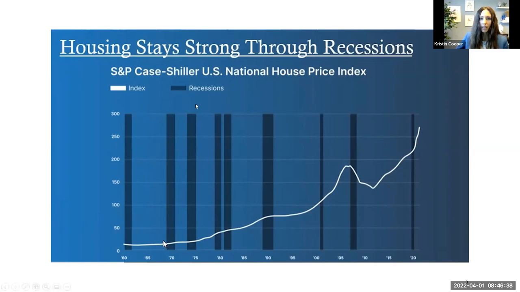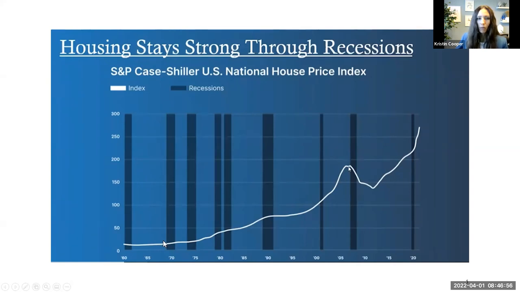Well, as you can see here, housing stays strong through recession. If you look at this house price index, you can see that all the way back from the 60s, every time we hit a recession, which is the dark line that you're seeing here, housing continued to rise. So housing stays stable through recessions.